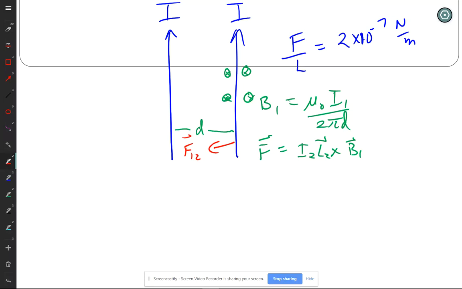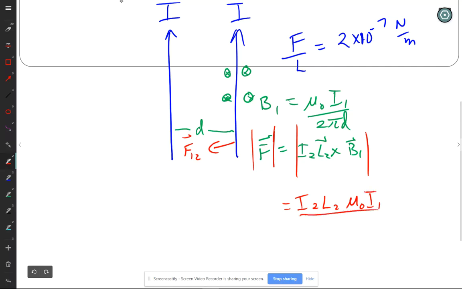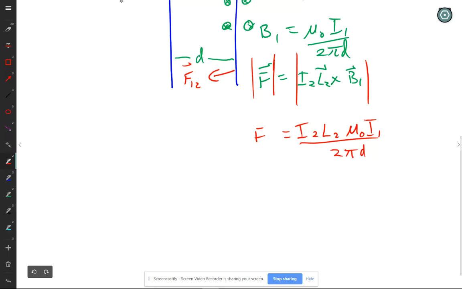So now if I put my symbols in to find the magnitude of the force, that's equal to I2 L2 times mu naught I1 over 2 pi d. So the force per length is equal to mu naught I1 I2 over 2 pi d.